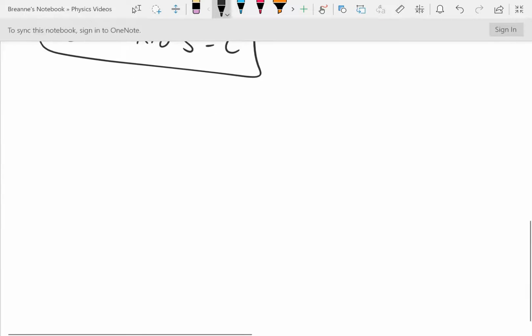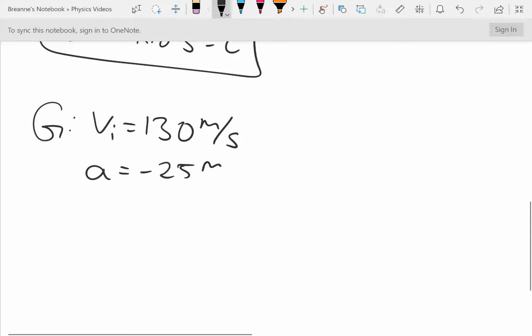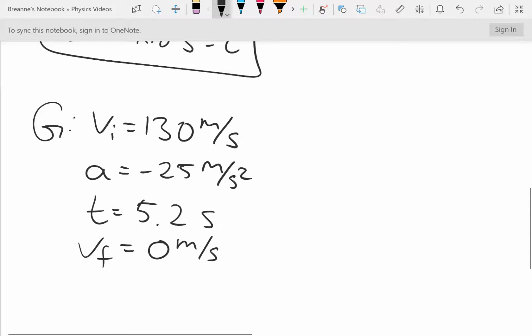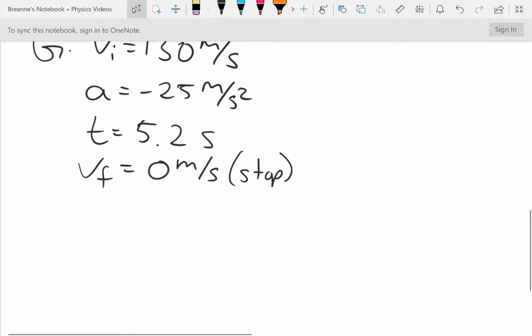So part B. Part B asks how far will it travel in this time? So our givens stay the same. Our initial velocity is still 130 meters per second. Our acceleration is still negative 25 meters per second squared. And now we can add time to the mix because now we know time. Time is 5.2 seconds. And we know the final velocity, because of the word stop, is 0 meters per second. So we're pretty much trying to find how long it took the vehicle to stop. So we're looking for distance.